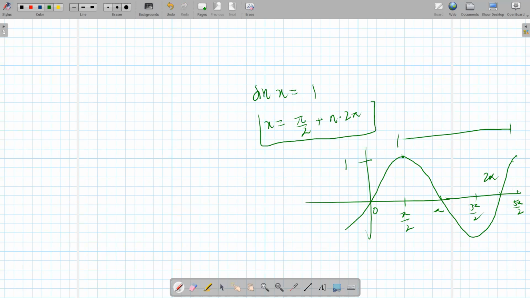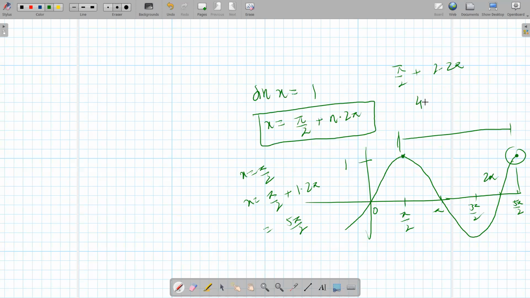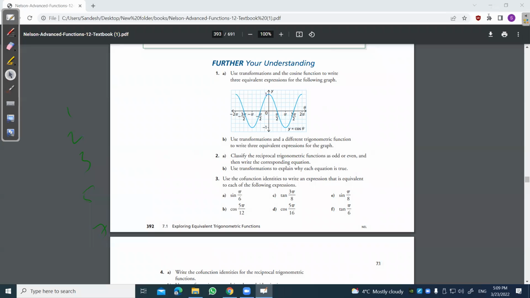The solution repeats every 2 pi units. But I thought it would be minus pi over 2 because you moved it to the right. No, this is not transformations. So what this means is that x equals pi over 2 is a solution, and x equals pi over 2 plus 1 times 2 pi is a solution, which is 5 pi over 2. And then the next solution would be pi over 2 plus 2 times 2 pi, which is 4 pi plus pi over 2. So this n times applies when you're solving trig equations, not when we're doing transformations like we have here.